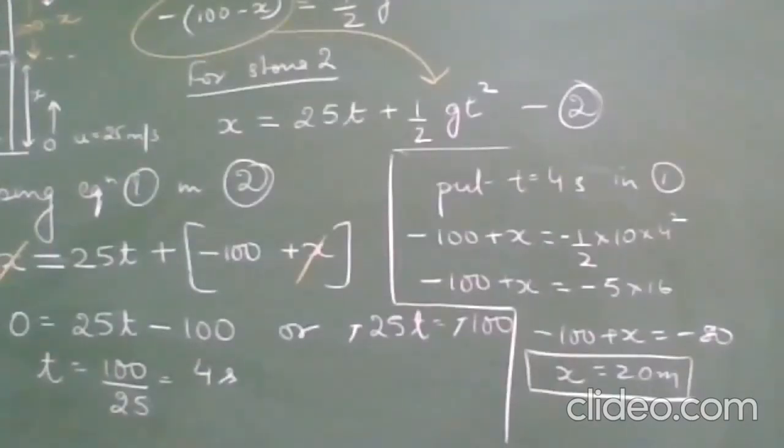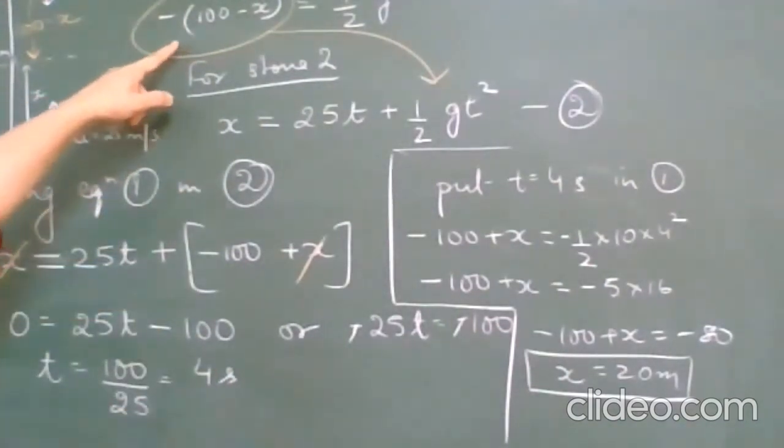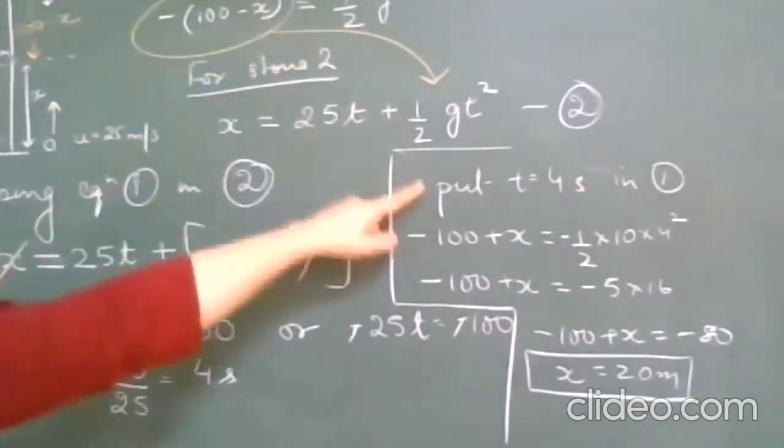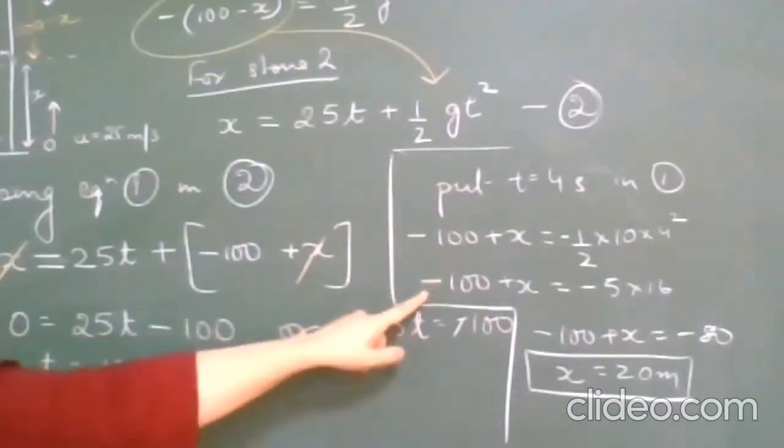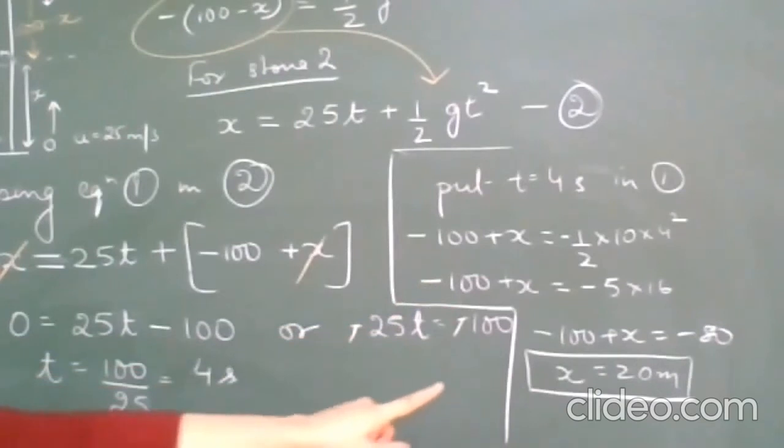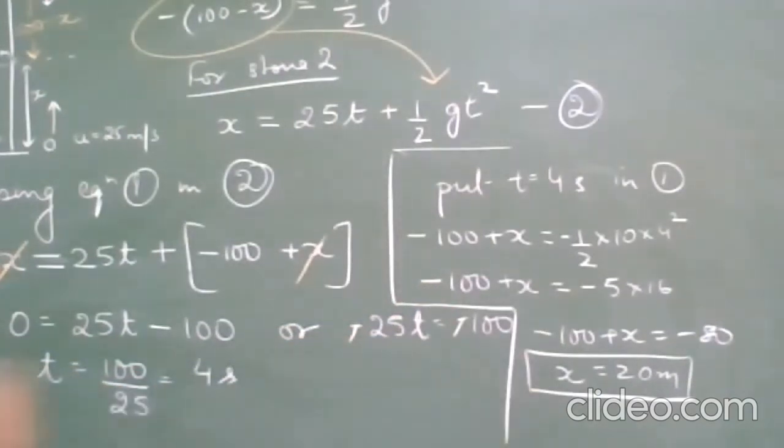Okay, so now putting this value of t as 4 seconds in equation 1. When I do that, rearranging the terms, I get x as 20 meters. So from ground at 20 meters, both these stones are going to cross each other, and that will be after 4 seconds of the start of their motion.